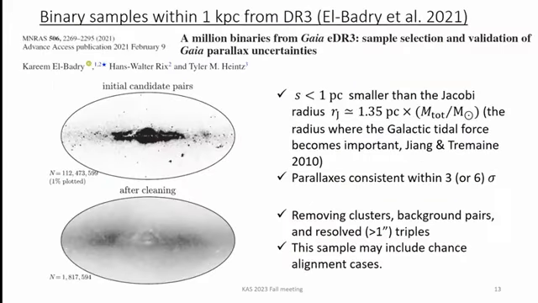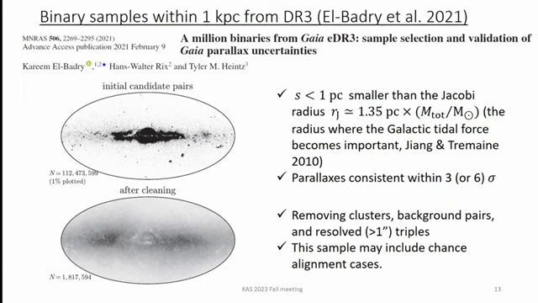Okay, so the basic database I'm using is taken from El-Badry et al. They provide 1 million binaries. Initially they select binaries whose separation is less than 1 parsec and whose two objects have the same distance. But they then undergo the process of cleaning contaminants: they remove clusters, background pairs, and resolve the triples. And this is the sample they provide.